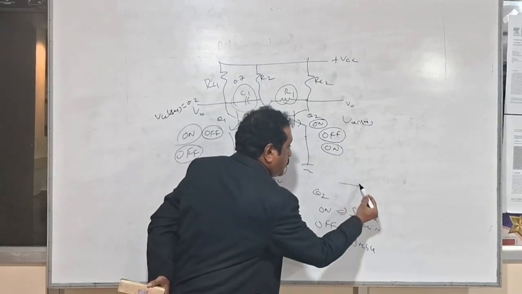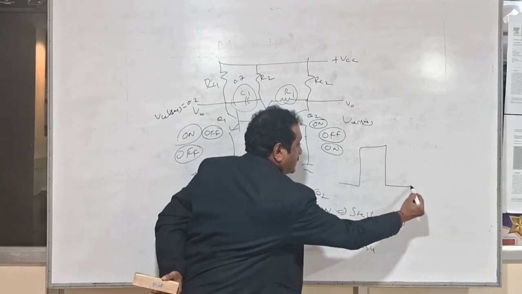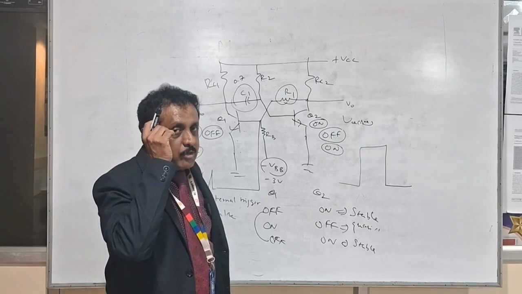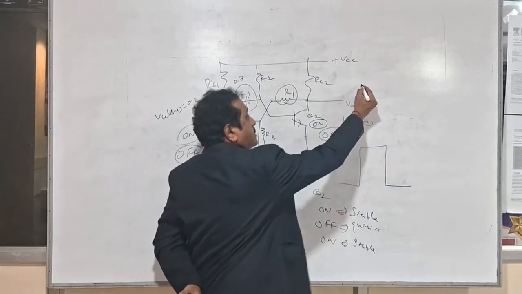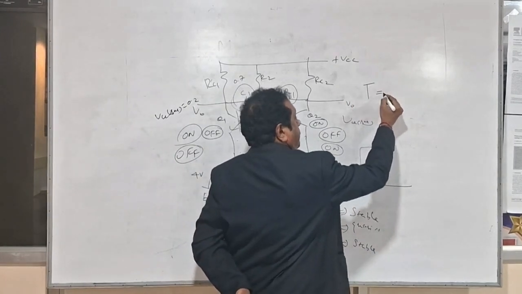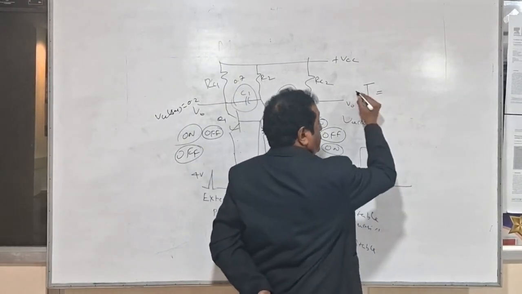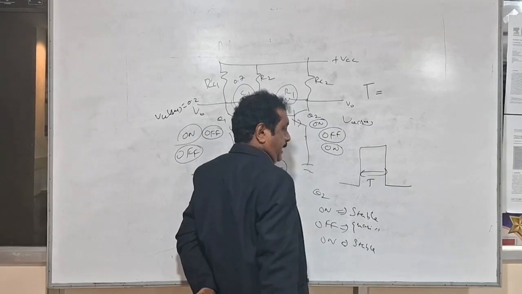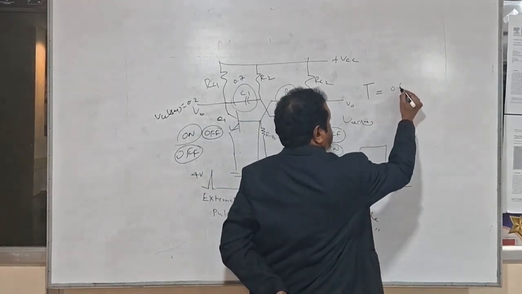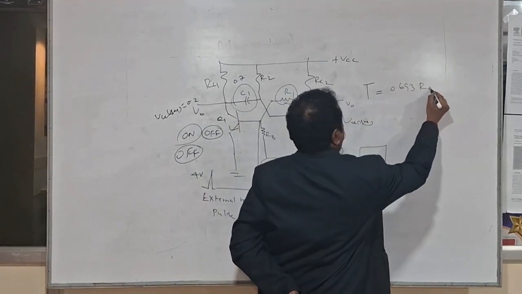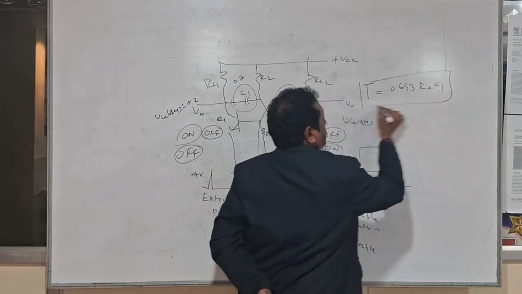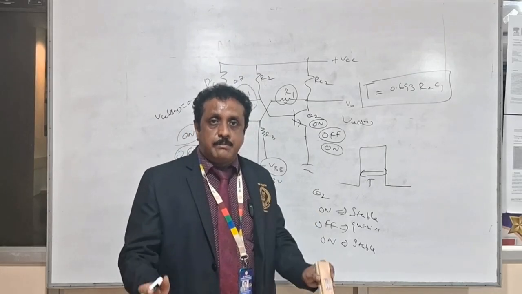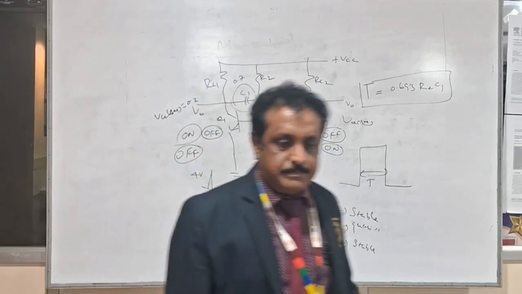So we can control the pulse width of the monostable multivibrator by using the time constant RC. The time constant T is equal to the time period T of this pulse width. This one is T. If you take this as T, then T is equal to 0.693 R2C1. That is the entire working of the monostable multivibrator. Thank you.